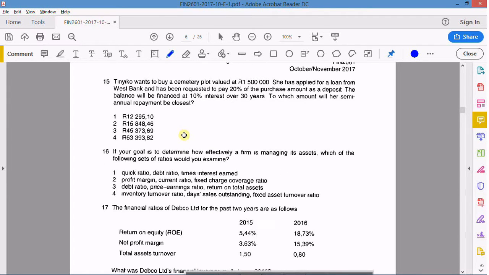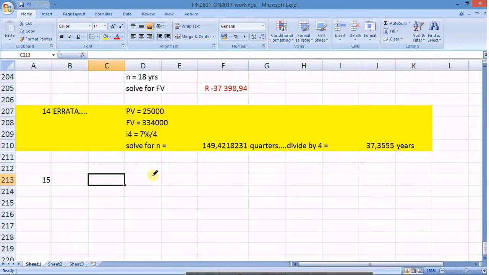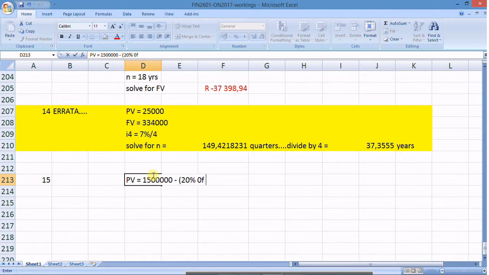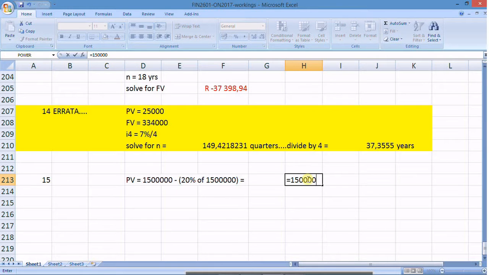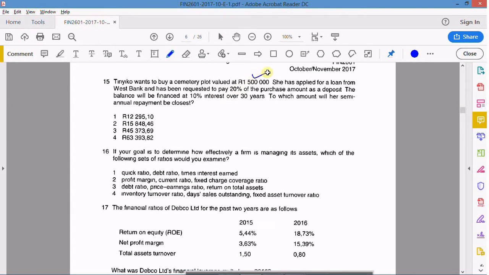Okay. 5. T wants to buy a cemetery plot valued at that. She has applied for a loan from West Bank and has been requested to pay 20% of the purchase amount as a deposit. The balance will be financed. Okay, so the PV equals 1.5 million less brackets 20% of 1.5 million. You had to work that out first. Equals. Okay, let's see what we get there. You get 300,000. Yeah, which is 1.2. Because you're subtracting. Alright, so that's the deposit. Okay, so that's how much they're going to want.